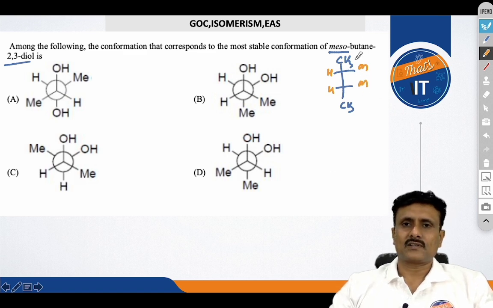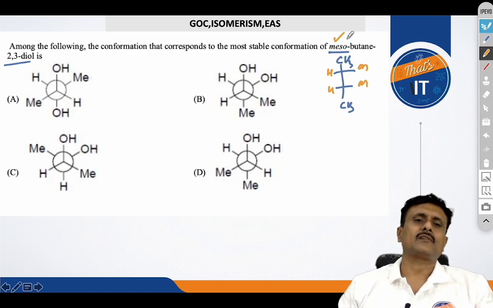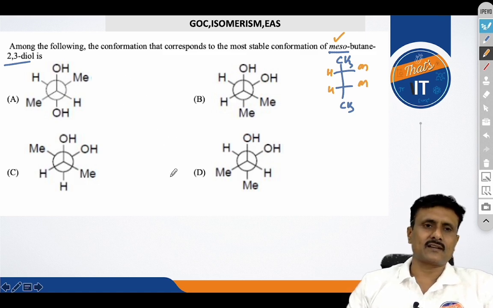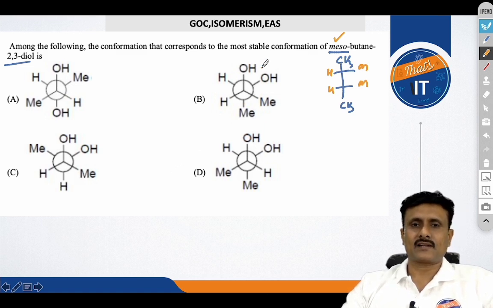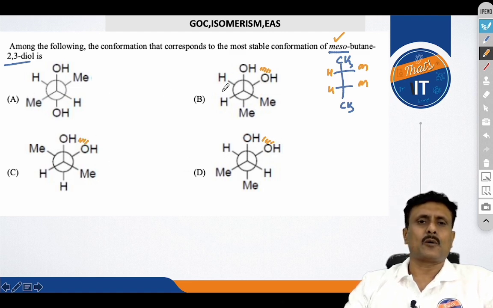So this is the compound that is being taken, meso. Various conformational isomers are given, and you have studied that when two OH groups are adjacent, they attract each other by virtue of hydrogen bonding. So you see that hydrogen bonding exists in options B, C and D, but not in option A. Alright, isn't it?